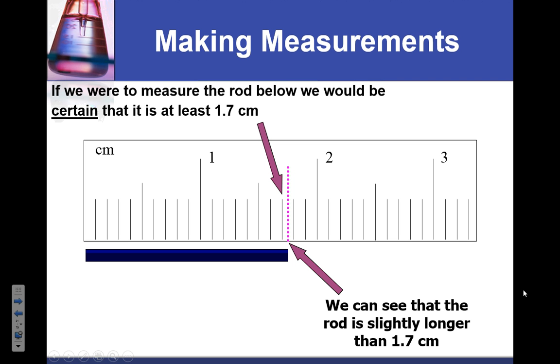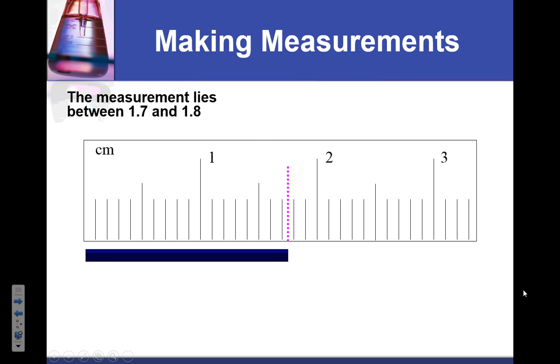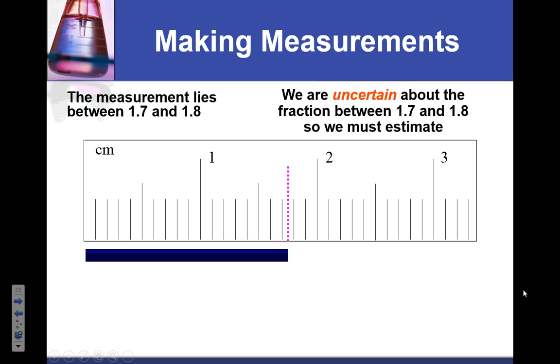Now, you can see it's actually slightly longer than 1.7. So we can do better than saying it's approximately 1.7 centimeters. If we want to be as precise as possible and still maintain accuracy, we can go to the hundredths place. So clearly it's between the 1.7 and the 1.8. And we're uncertain exactly where it is because we don't have an exact measurement in between. There's no lines in between.